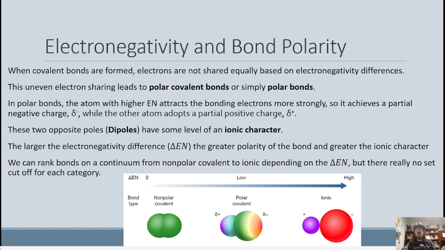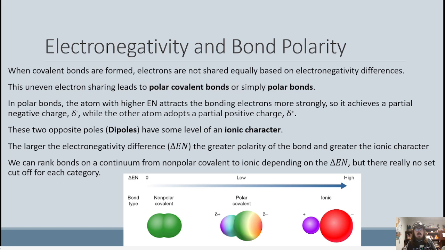A polar bond is a bond where the atom of the higher electronegativity attracts the bonding electrons more strongly, so it achieves a partial charge. We use the Greek small letter delta symbol to represent the partial. So partial negative charge, delta minus, or the other atom adopts a partial positive.